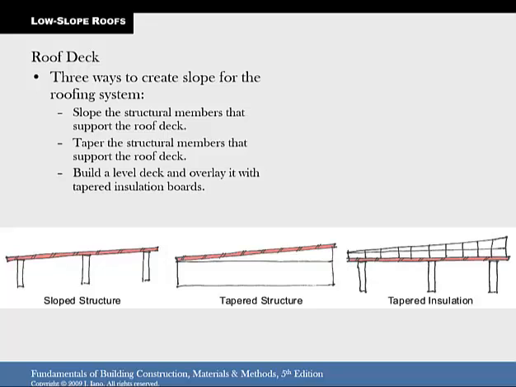There are 3 ways to create the slope of the roof. There's the sloped structure, which is obviously on the left. The whole structure is sloped. A tapered structure, where the ceiling below is flat, but the roof framing is sloped. And then there's tapered insulation, where the roof framing is flat, and then you have a material on top of that that is tapered toward the drain or wherever you want it to slope to.